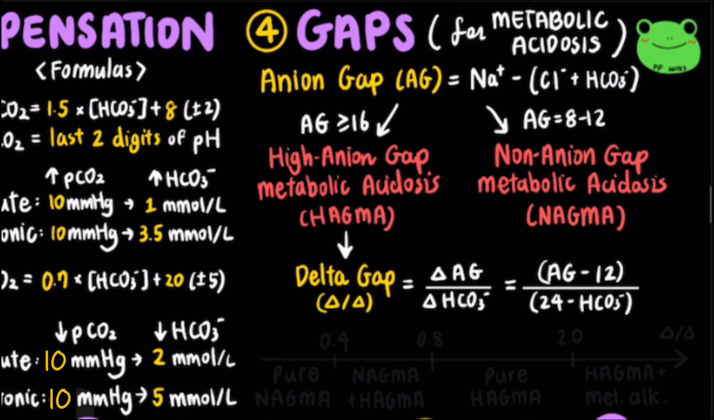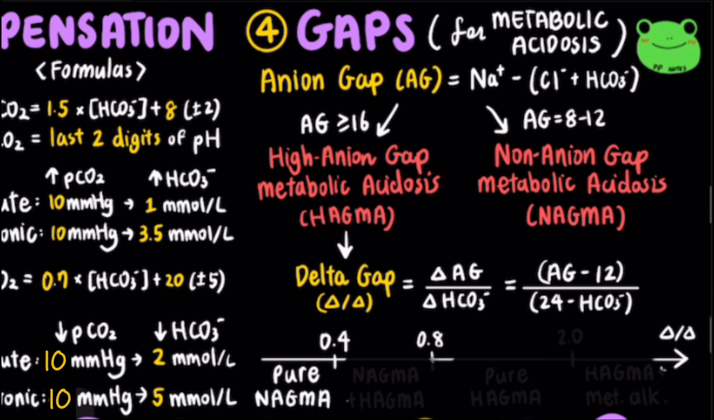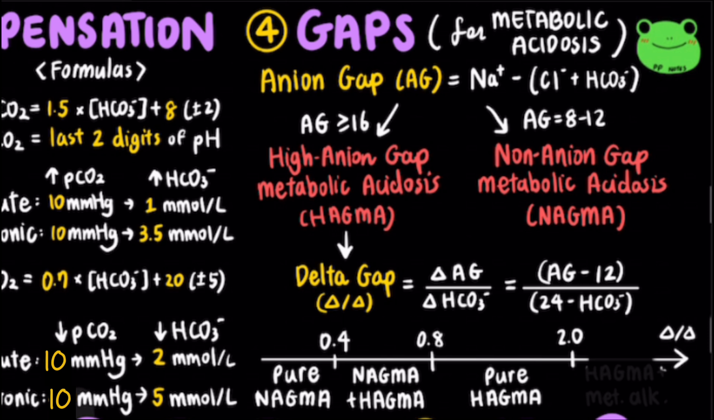If the delta gap is less than 0.4, this suggests a pure normal anion gap metabolic acidosis, meaning there's no excess unmeasured acid. If the delta gap is between 0.4 and 0.8, this suggests a combined high anion gap and normal anion gap metabolic acidosis. If the delta gap is between 0.8 and 2.0, this is considered normal and consistent with pure high anion gap metabolic acidosis. And if the delta gap is greater than 2.0, bicarbonate hasn't fallen as much as expected, which suggests a coexisting metabolic alkalosis on top of the high anion gap acidosis.